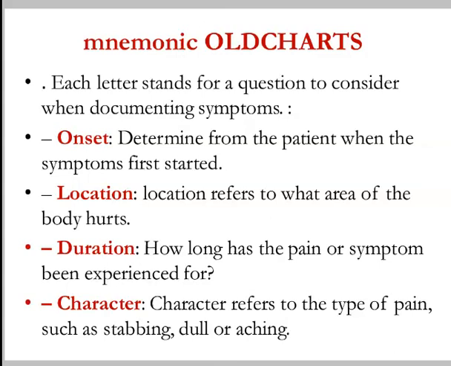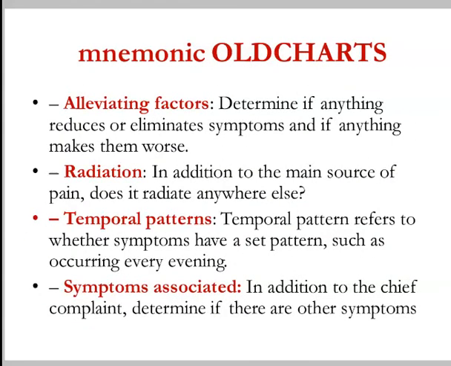That is the D. Next is the C, character. Like what type of pain it is, like stabbing, dull pain. So what is the character of the pain? Next is the A, that is the alleviating factors. Determine if anything reduces or eliminates symptoms, or anything that worsens the symptom. Okay, that is the alleviating factors. Next is the radiation. Radiation means what is the source of pain? Does it radiate anywhere else? If the pain is radiating to any other part of the body, that is the radiation.